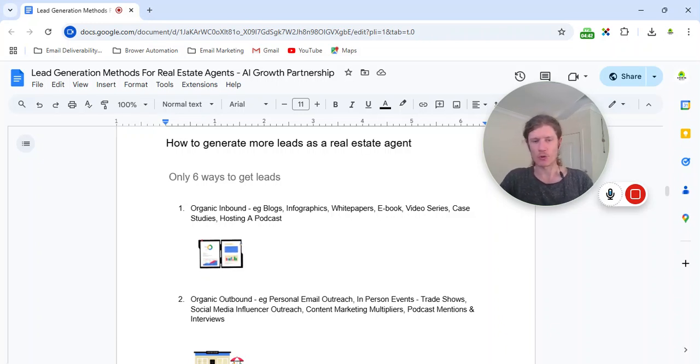The first one is organic inbound. Organic inbound is you distributing content that attracts leads to you. These are things like YouTube videos, educational videos, hosting a podcast, an ebook, white papers, blogs, infographics. These are all organic inbound content, things that are valuable to your lead, that will attract them to get that value.